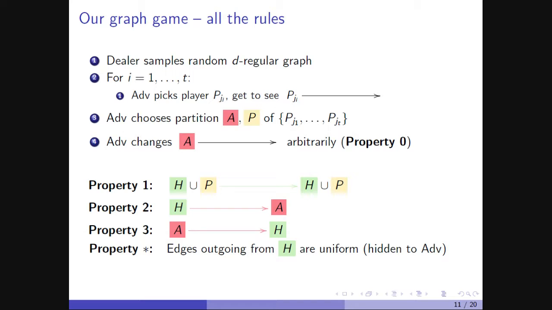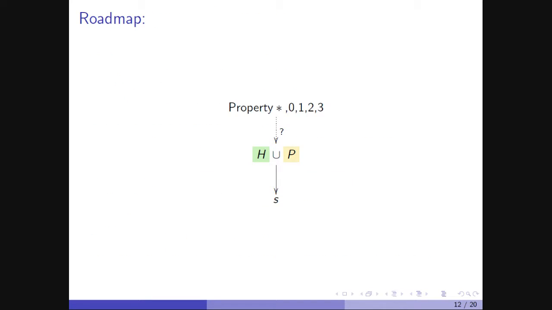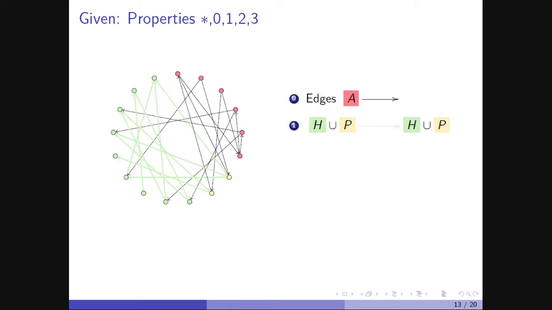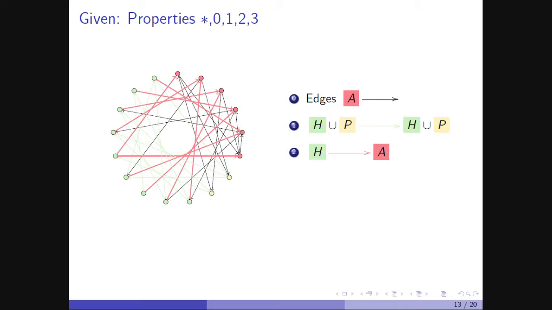Okay, so let's play the game and retrieve H union P. I'm the adversary. I'm corrupting T players, deciding, you know, these are active, these are passive. So property zero tells me I can change the outgoing edges from the active players, so I'll do that. Then the coloring properties kick in, so honest and passive authenticate each other. Honest accuse active, active accuse honest, and everything else that you see in black can be colored arbitrarily.